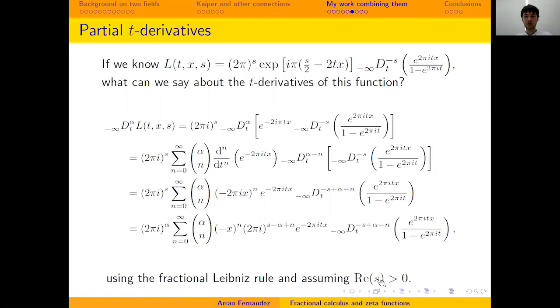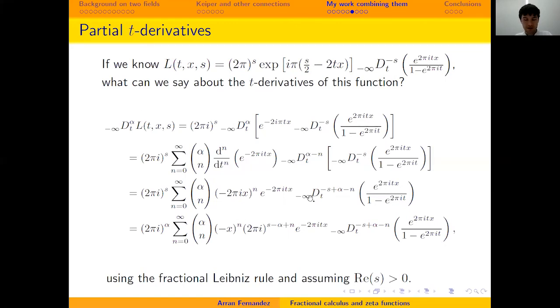Now we also assume that real part of s is positive, so this fractional derivative is actually a fractional integral. D minus s is integral to order s. Fractional integral has a semi-group property, so when you take D, you just add together the two orders, minus s plus alpha minus n. Meanwhile, differentiating an exponential function is easy. You just multiply by the exponent to the power n.